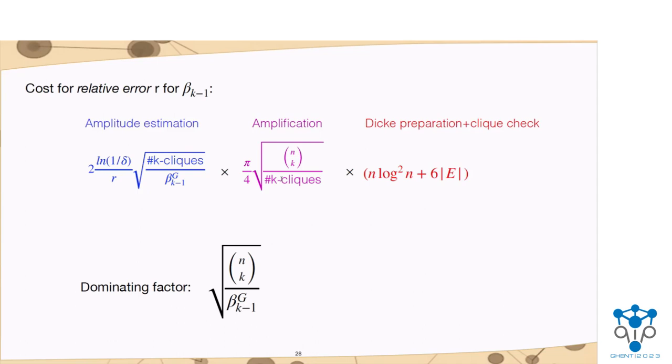And for the relative error R of the estimation of the beta number, we get these three main terms. And now, if we really care about the regimes where things are kind of difficult computationally, we find that this we can ignore and this we can ignore, and these two terms kind of cancel out, and we have this dominating factor. So it's the combinatorial coefficient divided by the actual beta number which dominates our runtime.